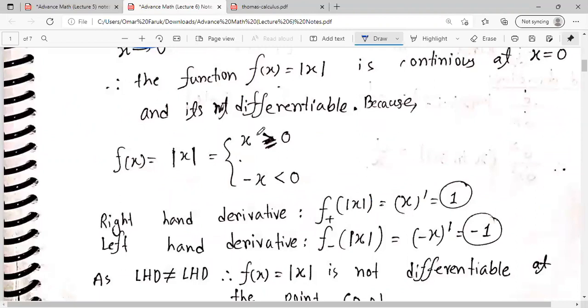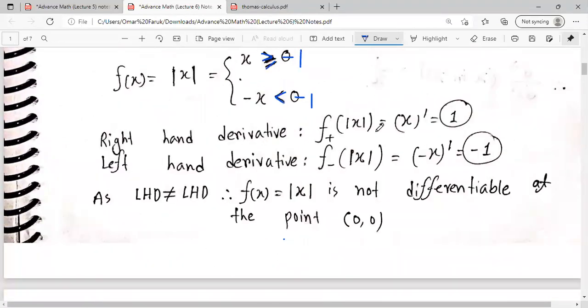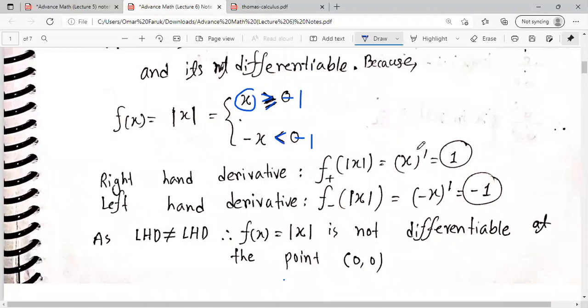So the function will look like this way: x is greater than or equal to -1, and minus x when x is less than -1, okay? So it will be the derivative of x, this is 1, and the derivative of minus x is -1.